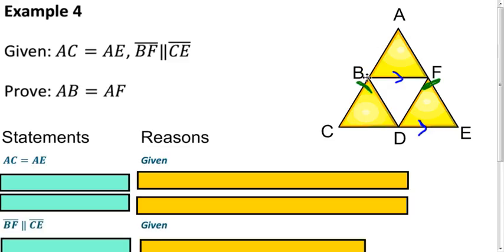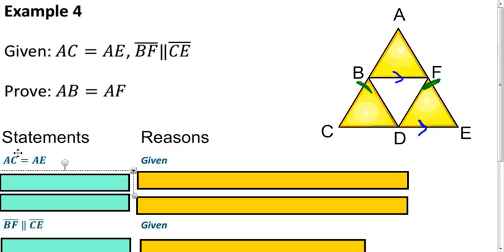Well, it looks like this triangle up here, triangle ABF, is isosceles. You have to prove that. But if we know it's isosceles, then we know that those legs are going to be congruent. So let's try to show that it's isosceles. So to start off, we have our first given here. Remember, you don't have to list all your givens at once. Just put them in the order that you need them. So this is sometimes more useful or easier to follow. So AC is equal to AE.